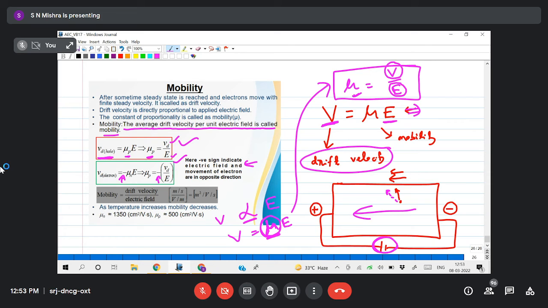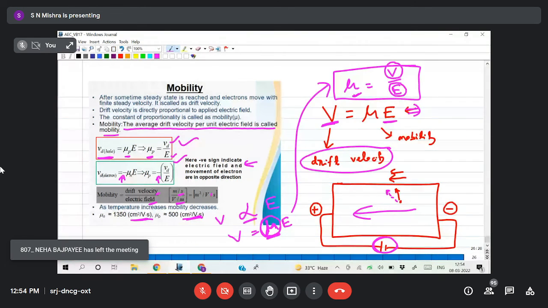And the unit, if you want to find it: the velocity unit is meter per second, the electric field is volt per meter. Then if you divide, you get meter square per volt into second. Okay, so this is your unit. Here the division is given, you correct it. Here it is written meter square or centimeter square per volt into second.